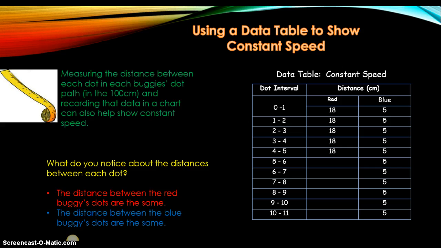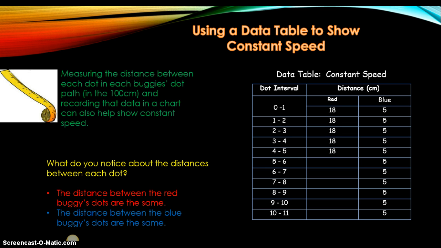Using a data table to show constant speed is another way which you can visualize it. Measuring the distance between each dot in each buggy's dot path, which was 100 centimeters, and recording it on a chart will help show constant speed. If you look at the data table, you will notice that they measured the distance between the dots for both trails, one for the red, one for the blue.